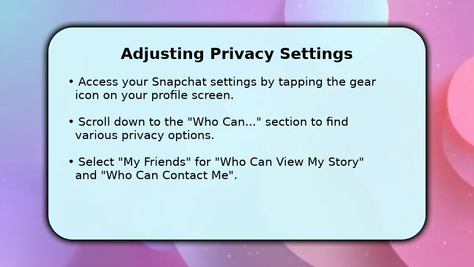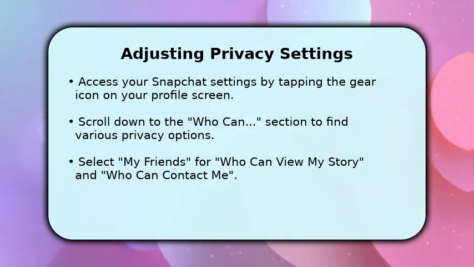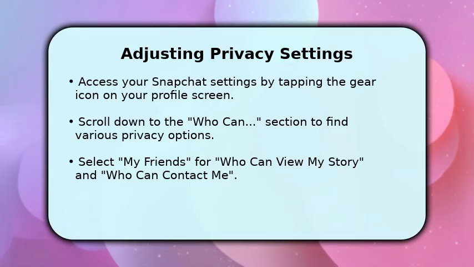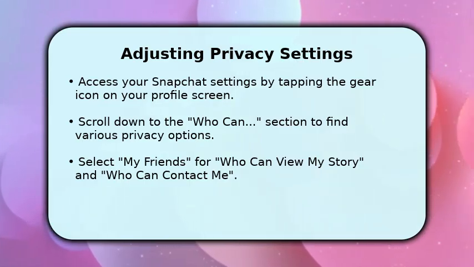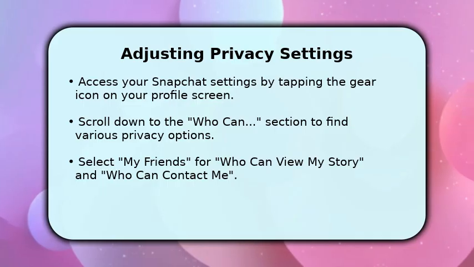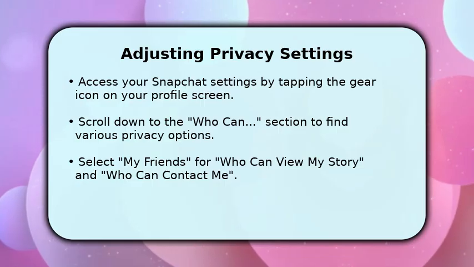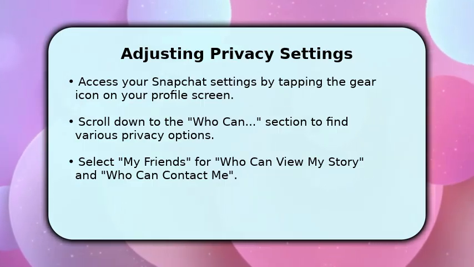You can find this by tapping the gear icon located on your profile screen. Once in Settings, scroll down until you locate the Who Can section. Here, you will find crucial options like who can view my story and who can contact me. For maximum privacy, set both of these options to My Friends.